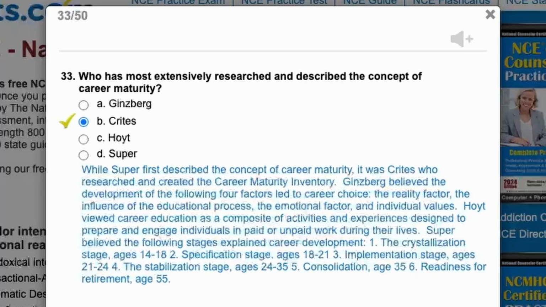Super believed the following stages explain career development: 1. The crystallization stage, ages 14 through 18. 2. Specification stage, ages 18 to 21. 3. Implementation stage, ages 21 to 24. And 4. The stabilization stage, ages 24 to 35. 5. Consolidation, age 35. And 6. Readiness for retirement, age 55.